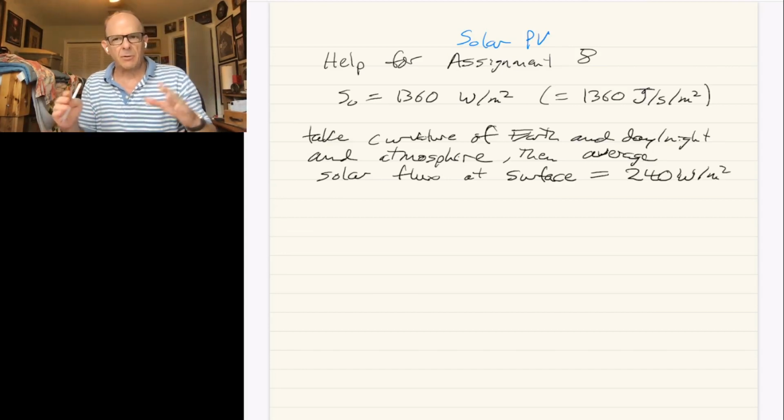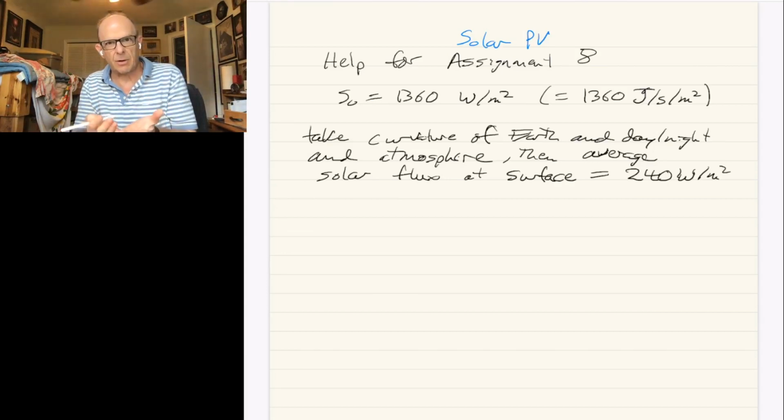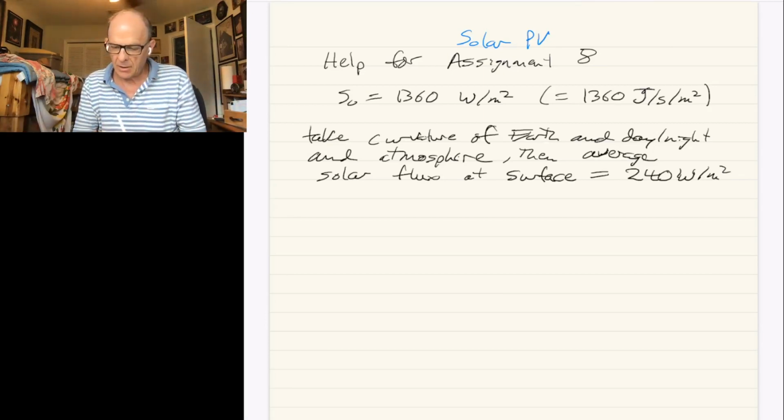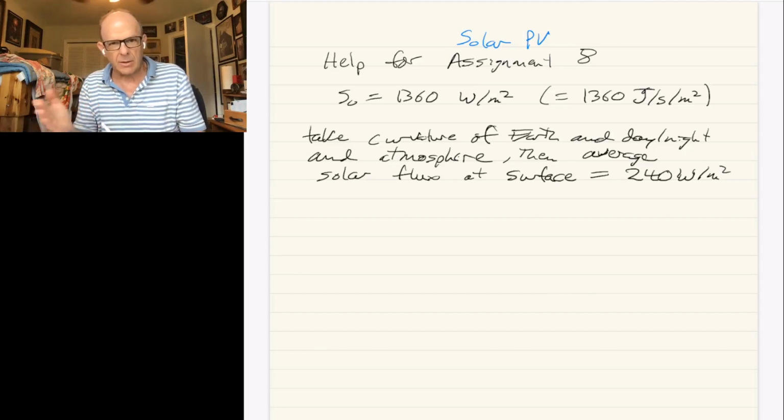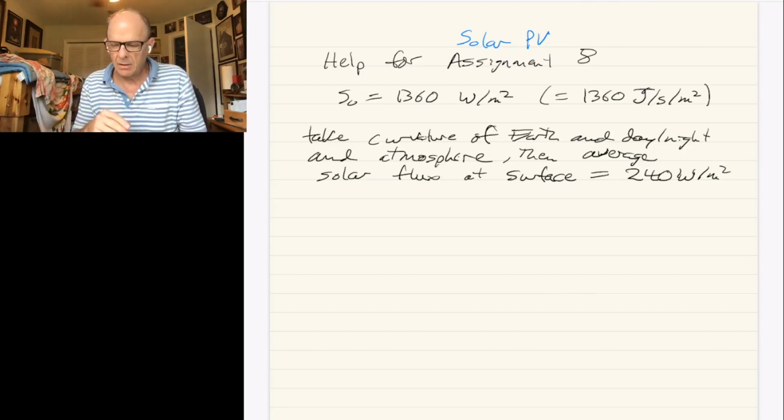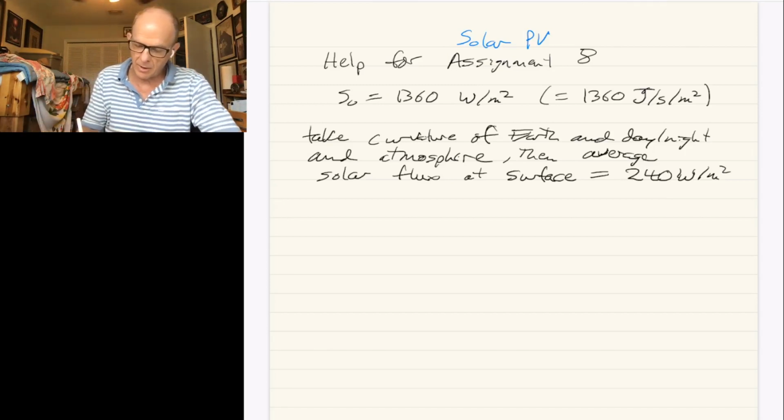That's because the cross-sectional area of the Earth is pi r squared, but the surface area of the Earth is 4 pi r squared, so it's 4 times bigger. So at any given place on the Earth, I've only got about a quarter of that 1360, and then before I even get the 1360 into the Earth, I lose 25 to 30% of that to the atmosphere. So that's how that 1360 becomes 240 watts per square meter.